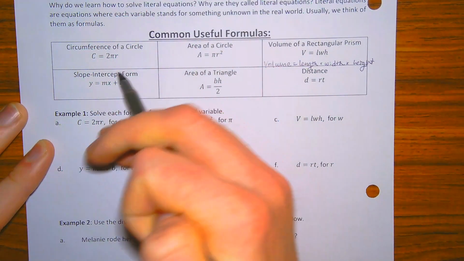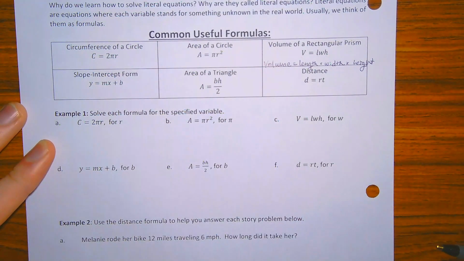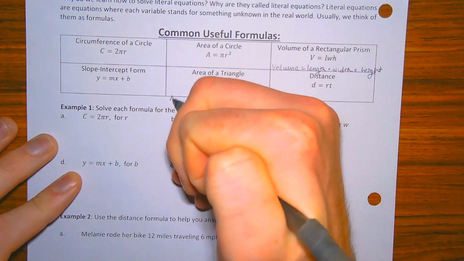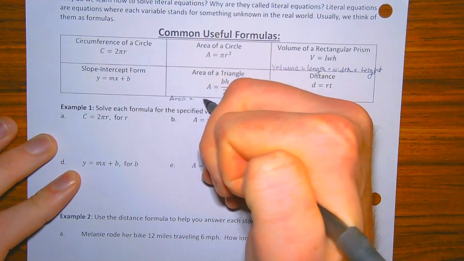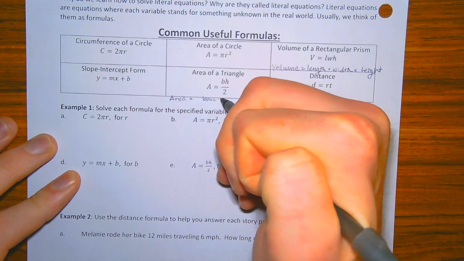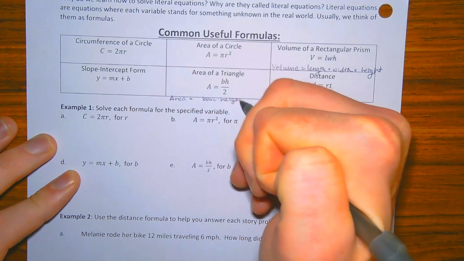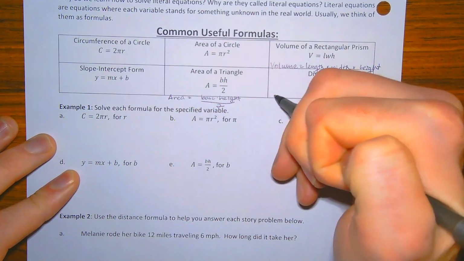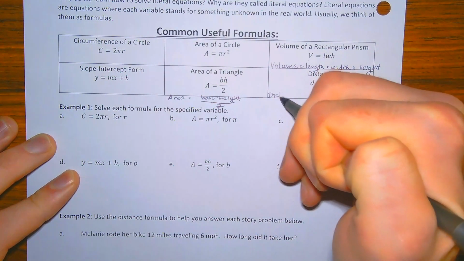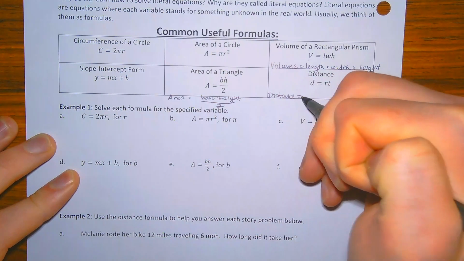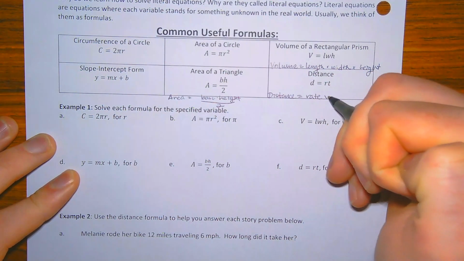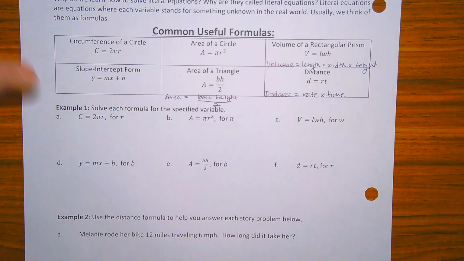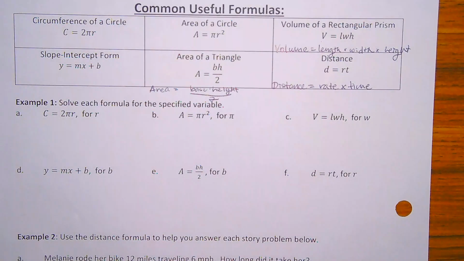Okay, slope-intercept form, this is your normal linear equation formula. We have area of a triangle here, which is just area equal to the base of a triangle times the height of a triangle divided by 2. And this is our distance formula, which is distance equal to rate or speed times time. Okay? So, these are our useful formulas that we'll be using here.